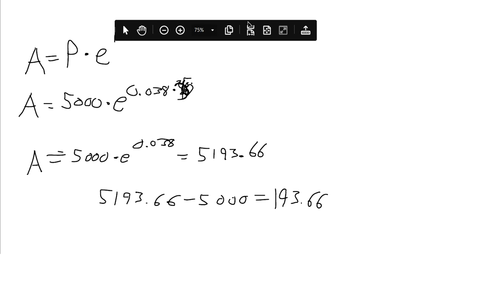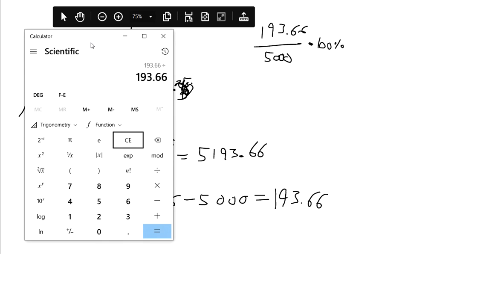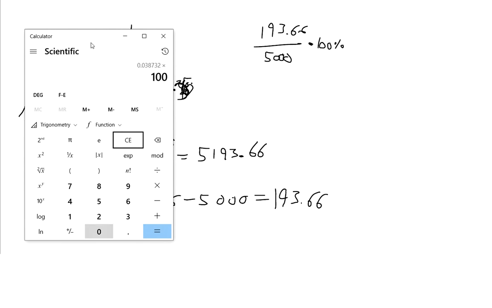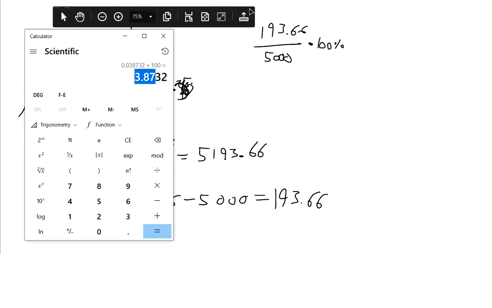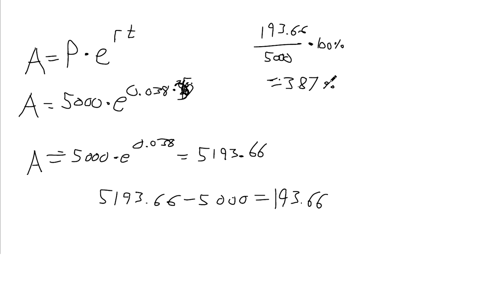So to find out our APY, you take your interest that you actually earned. It's not just that 3.8%. You take the interest you earned, divide it by your starting amount, and then you can multiply by 100 to finish converting it to a percent. Okay, so $193.66 divided by the $5,000 we started with, times 100, is 3.87% interest. So they advertised a 3.8% interest rate, but effectively we're getting 3.87% every year. Okay, that's what APY is. So 3.87 is the answer for my APY in my problem.